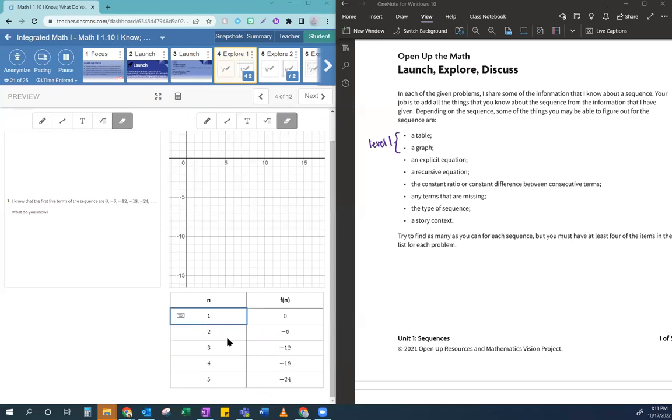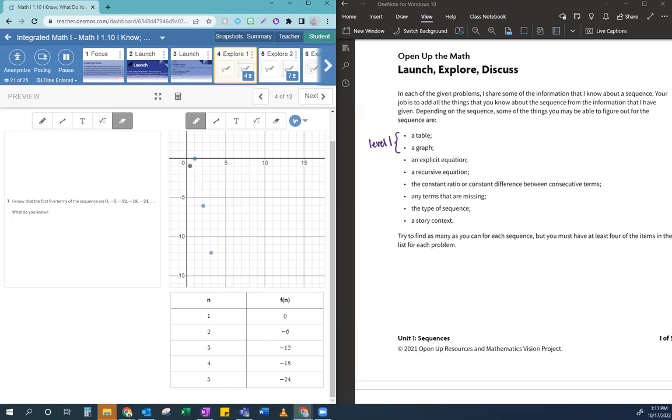So here I already created my table. My table goes like this: 1, 2, 3, 4, 5. And those of you who have been listening to Ms. Johnson know that one of my favorite things is a table, because I get so much information from it and I can build other things, like my graph. So here's the graph. It says 1, 0, so I make a little dot at 1, 0. It says 2, -6, so 2, -6. Then 3, -12. And I can't even fit the other one there.